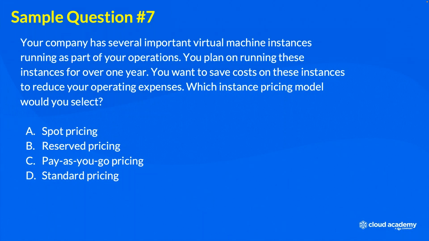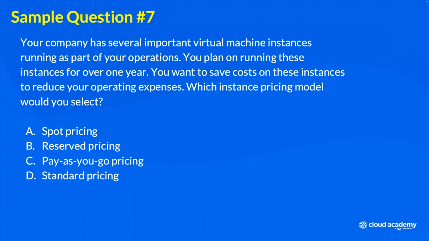Reserved pricing looks promising. We'll come back to that one. Pay-as-you-go pricing is the default pricing model. And this is where you just pay for the resources as you use them. And so you can use that for virtual machine instances that you're going to run for a year. You'll just get a bill every month and that's it. But if you want to save money on this, because you know that you're going to be running these instances for over a year, then pay-as-you-go isn't the best option. And standard pricing is something I just made up. And so it's not D, standard pricing.